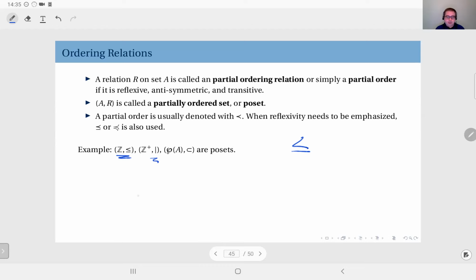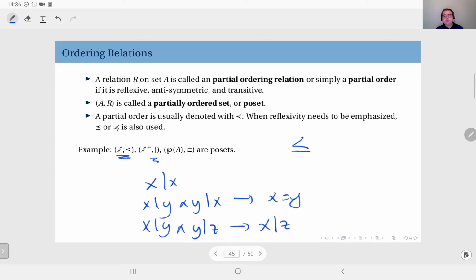Why? Because first of all, it is reflexive: any number divides itself. Second, it's anti-symmetric. If x divides y and y divides x, then x equals y. You cannot have both ways, like 2 divides 4 but 4 doesn't divide 2. But if you go both ways, then the numbers should be equal: 5 divides 5, and 5 divides 5, which means 5 is equal to 5. And finally, it's transitive. If x divides y and y divides z, then x also divides z. Therefore, positive integers with the relation divides is a poset.